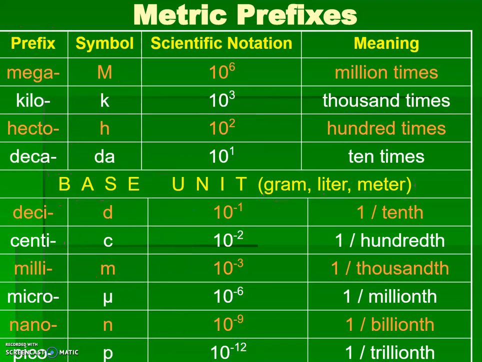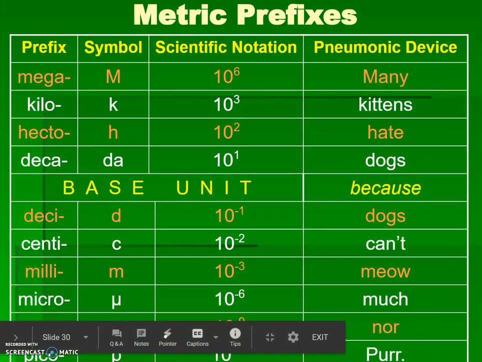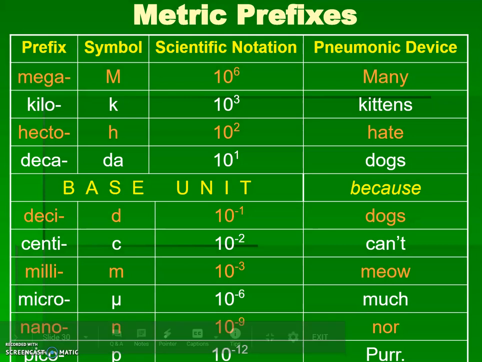If you need help remembering all of those things, you can use a mnemonic device. Many kittens hate dogs because dogs can't meow much nor purr. Some people really find that helpful.